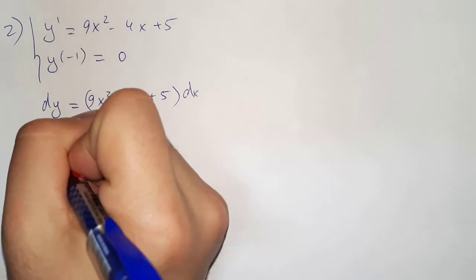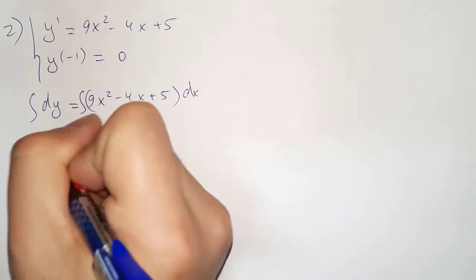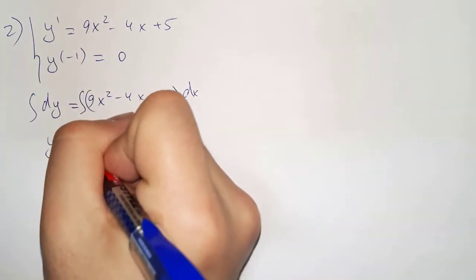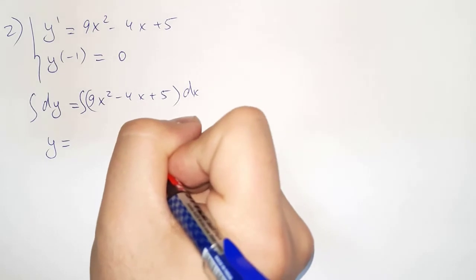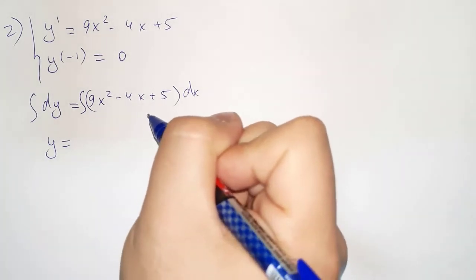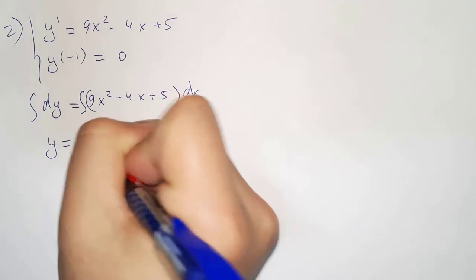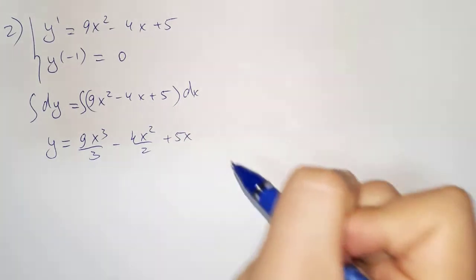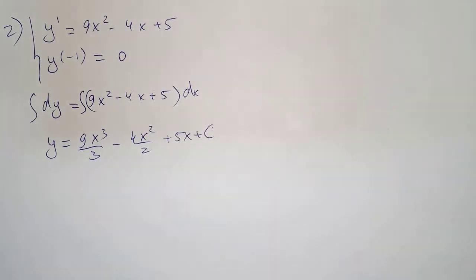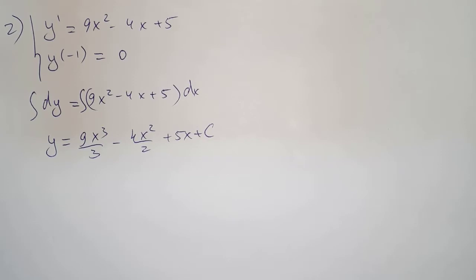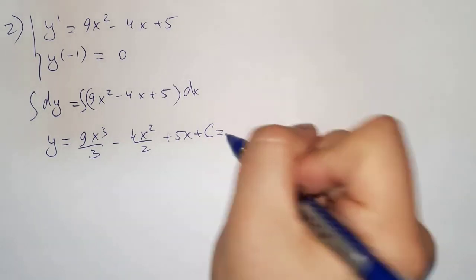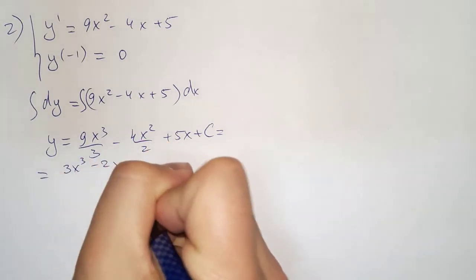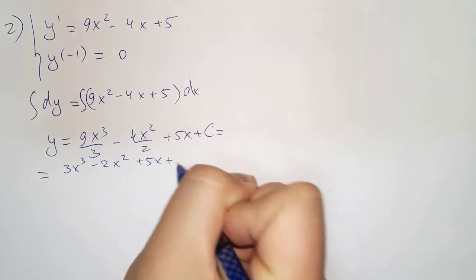Now if we integrate both sides of our equation, the integral of dy is just y, and here is the integral of this function. Let's write the answer directly here. It will be 9x cubed over 3 minus 4x squared over 2 plus 5x, plus a constant. When we simplify, we get 3x cubed minus 2x squared plus 5x plus c.